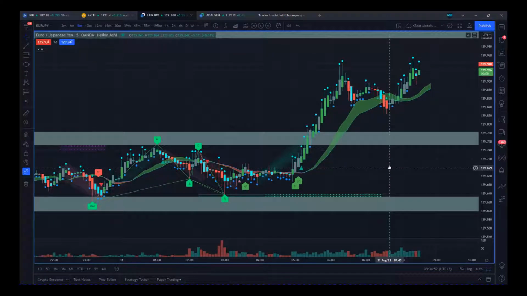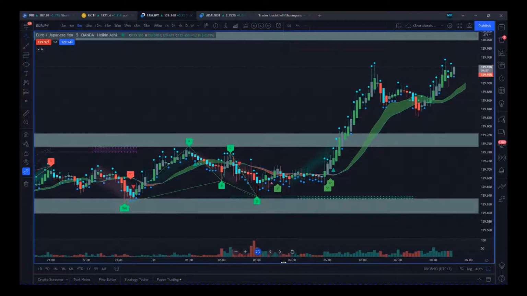Anybody can get in a trade, and we've got some amazing tools to get you in that trade, but managing the trade is the key to maximizing your profits consistently. So we're going to go through the setup for this.